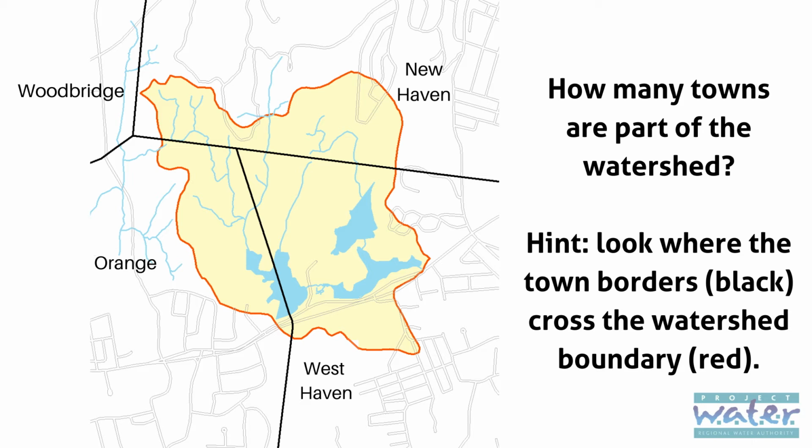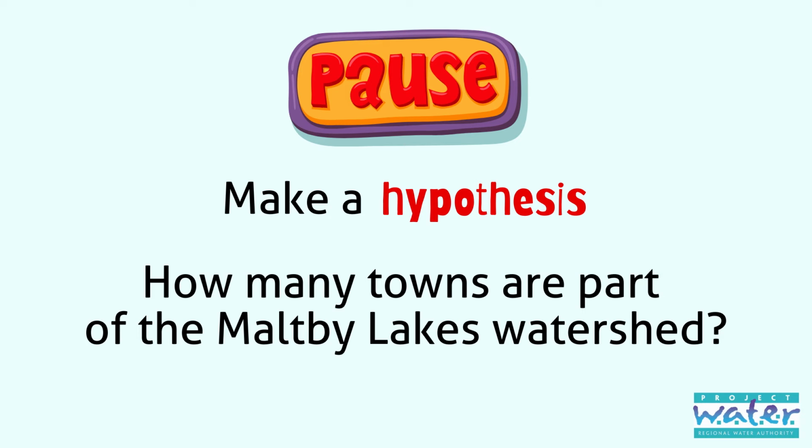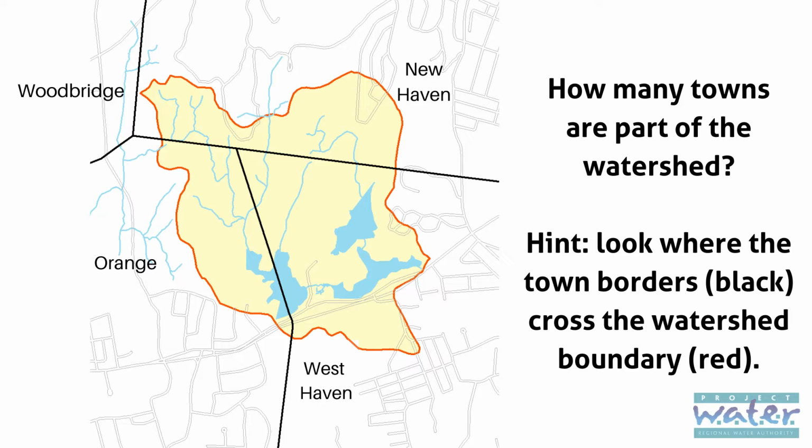Next, I would like you to figure out how many towns are part of the watershed. There is no one town that is completely inside it, but there are multiple towns that are part of it. Here's a hint. Take a look at where the town boundaries, the black lines, cross the watershed boundary, the red line. How many towns did you find?